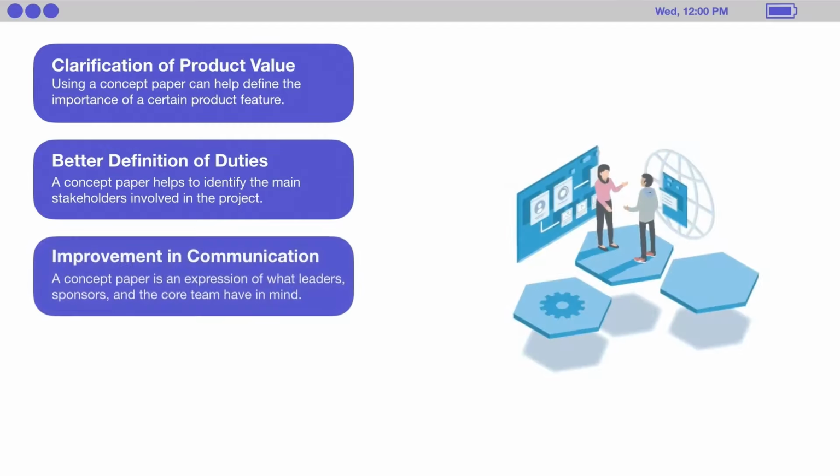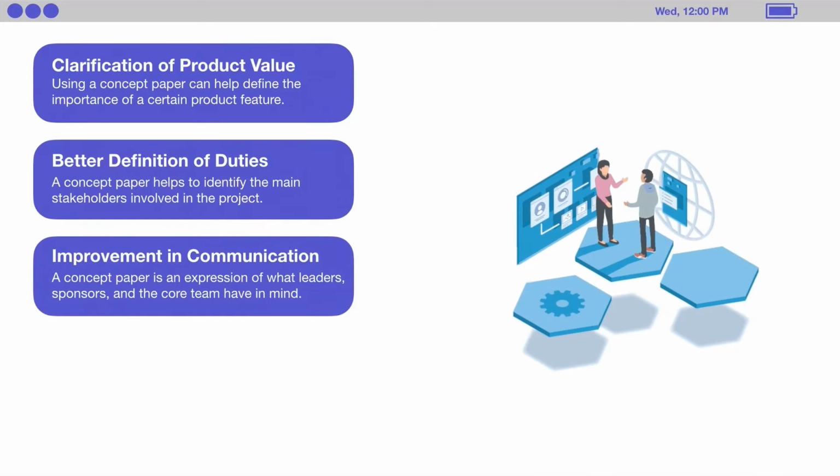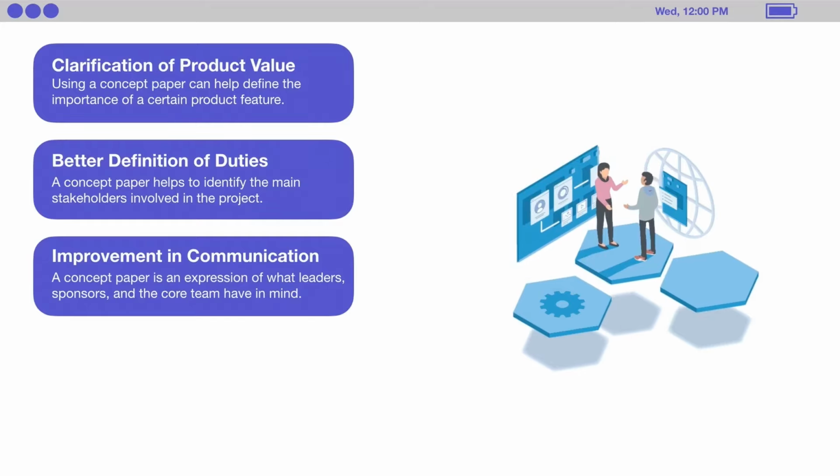3. Improvement in communication. A concept paper is an expression of what leaders, sponsors, and the core team have in mind. It involves sharing information with those who will support the project by creating the necessary engagement and communication with those who are not fully dedicated to the project.